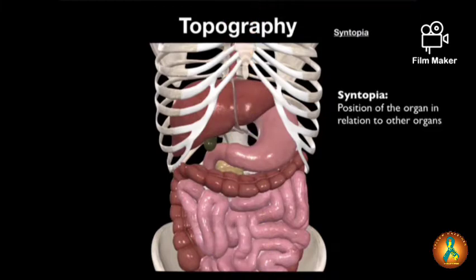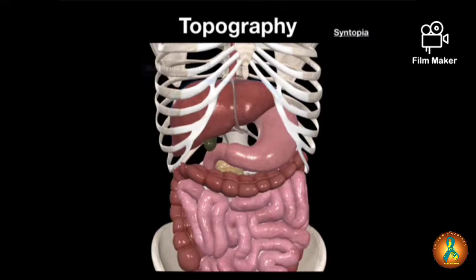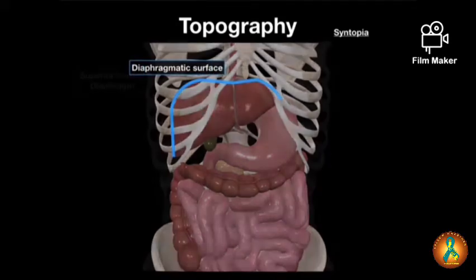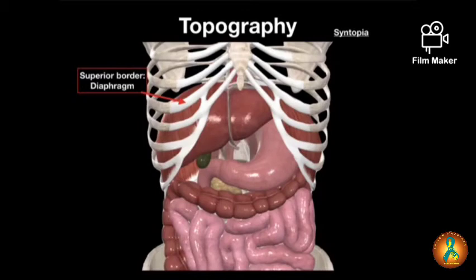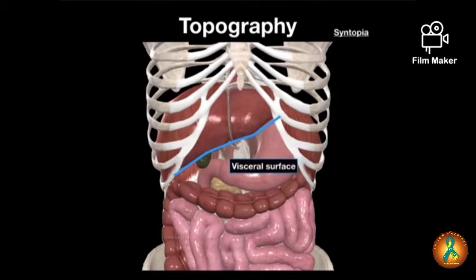And I'll go over to the syntopia of the liver, meaning its position in relation to other organs. We'll look at the superior border first. This surface, we call it the diaphragmatic surface, because you will find the diaphragm resting on it, as you see here. And then the inferior border, we call this one the visceral surface, meaning the surface towards different organs.